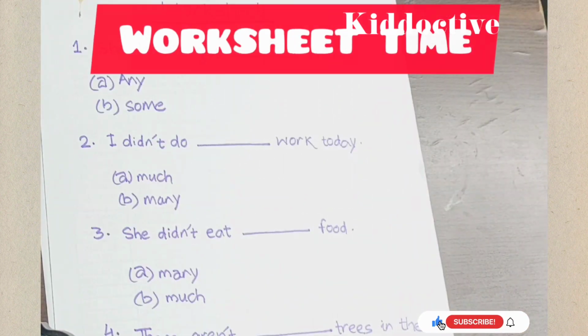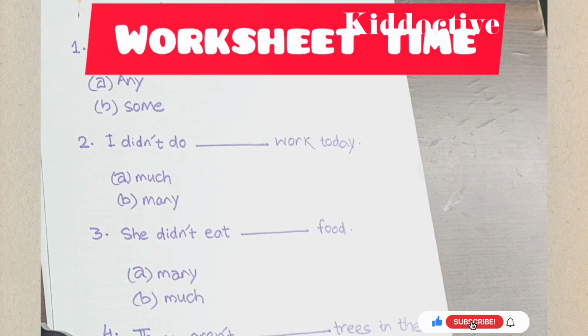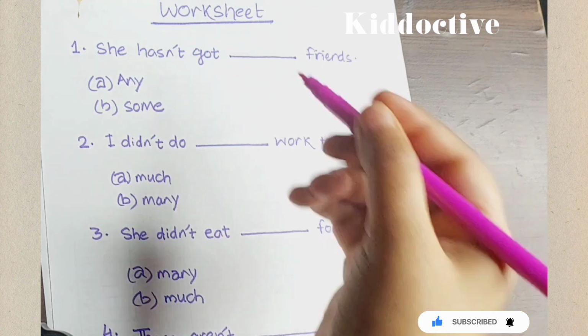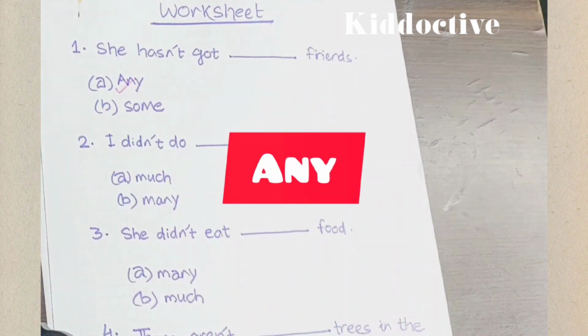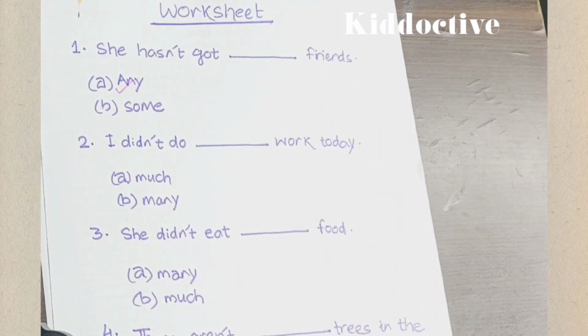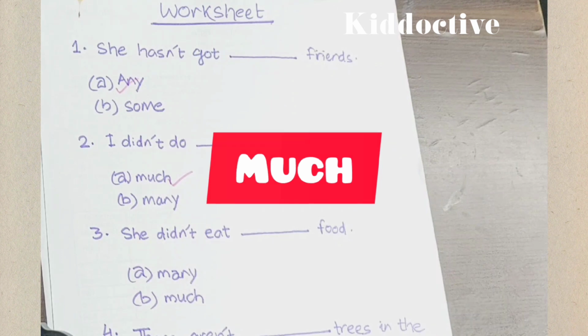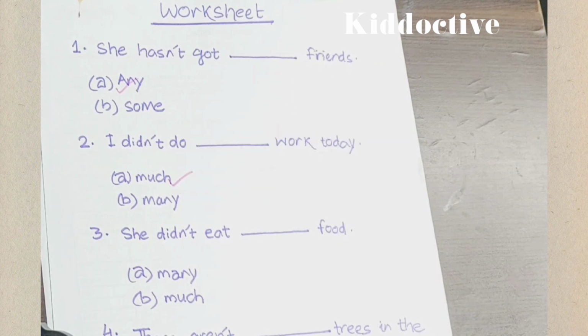So worksheet time. She hasn't got blank friends, any or some. Which one are we going to write here? Yes, any. I didn't do blank work today, much or many? So much. She didn't eat blank food. So what are we going to use here, many or much? Much.